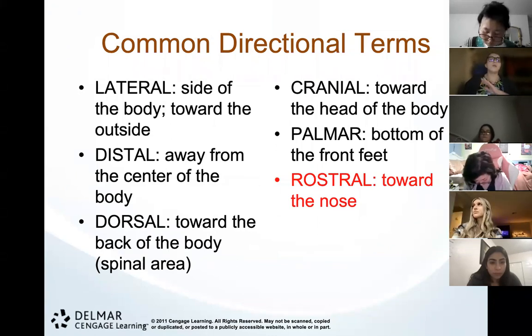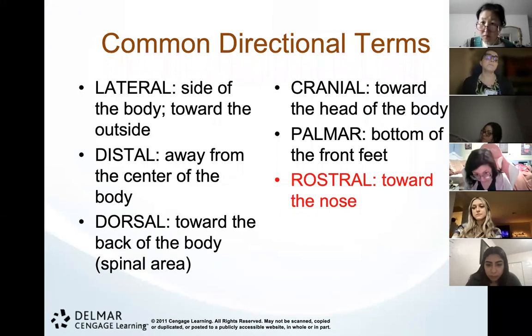Distal means to go away from the center of the body, and that's specifically talking about the legs. So when you see the term distal, that means to go down the leg towards the paw. Not going up the leg, but going down away from the center of the body, down the paws, down the legs. Dorsal is talking about towards the back of the body, so the spinal area. Their back would be their dorsal aspect. Cranial sounds like cranium. It means to go towards the head of the body.